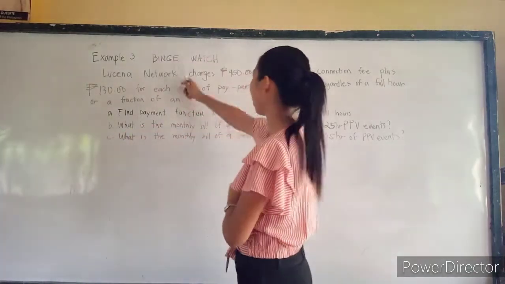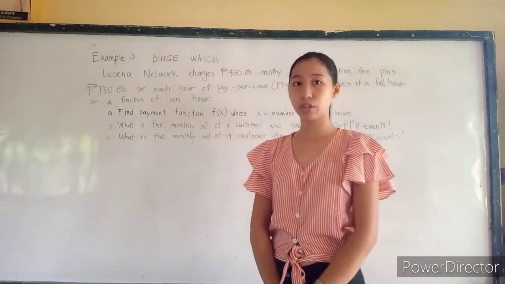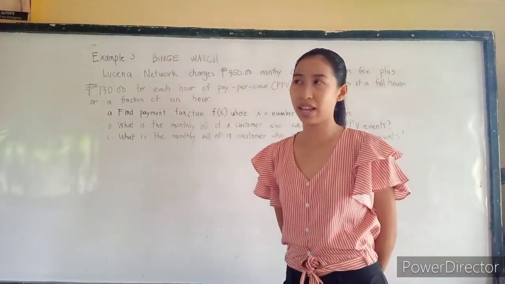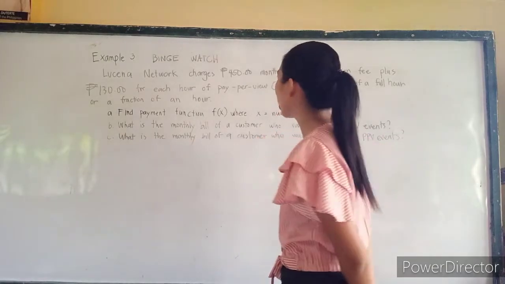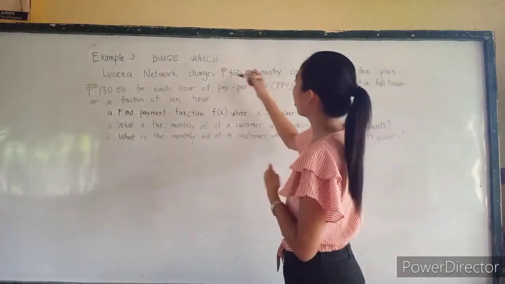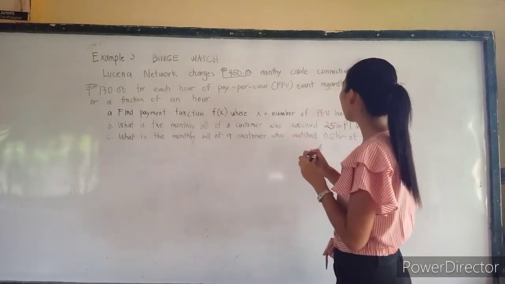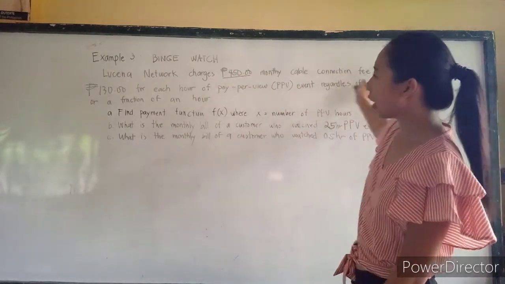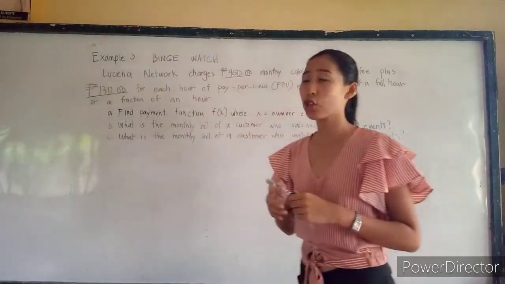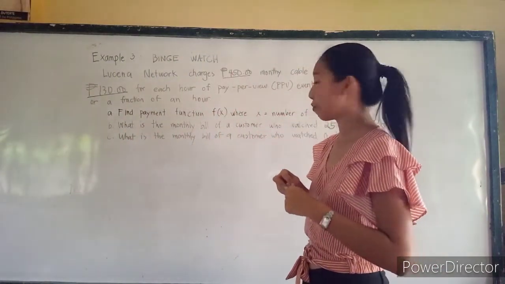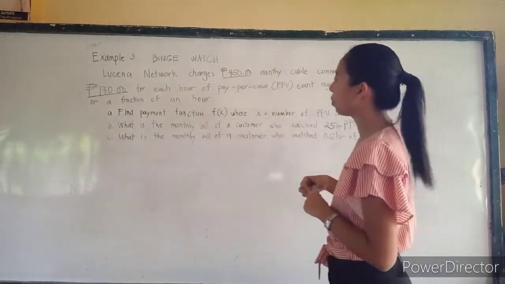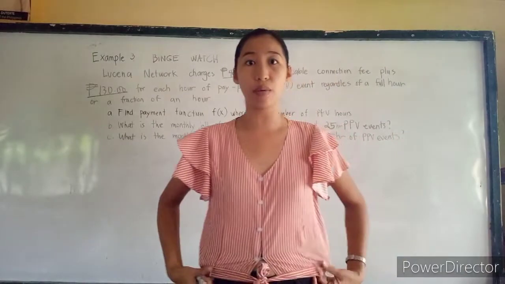Alright, so our example number 3 is entitled Binge Watch. Okay, so Lucena Network, which is like a cable network, charges 450 pesos monthly cable connection fee plus 130 pesos for each hour of pay-per-view or PPV event, regardless of a full hour or a fraction of an hour.